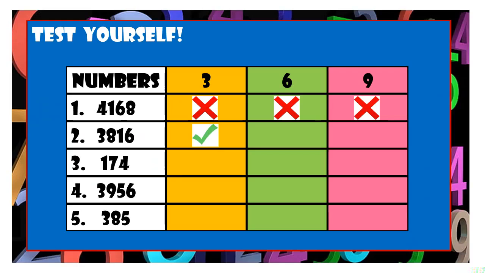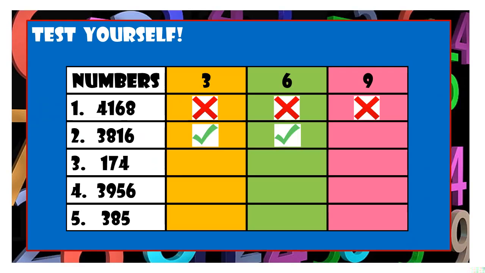How about 6? Is it divisible by 6? Yes, it is also divisible by 6. Because 3,816 is divisible by 2 because the number ends with an even number. And if we add all its digits, the sum is divisible by 3. So therefore it is divisible by both 2 and 3. Therefore 3,816 is divisible by 6.